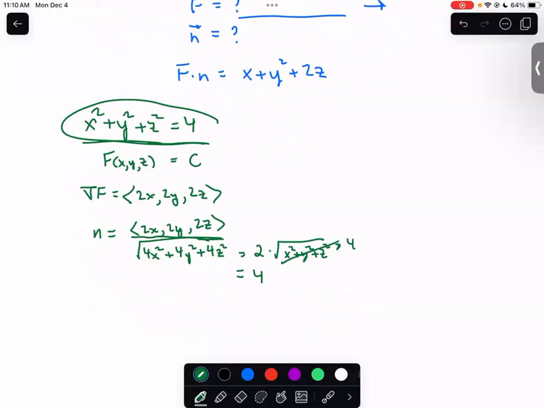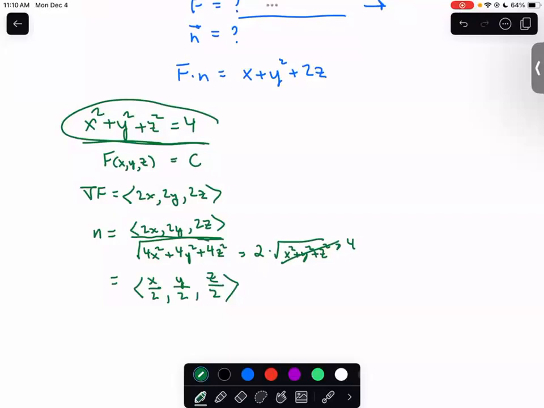So my unit normal vector then, let's go ahead and just write this, is going to be x divided by 2, y divided by 2, z divided by 2. Again, we needed to take each component and divide it by the magnitude, which was 4.